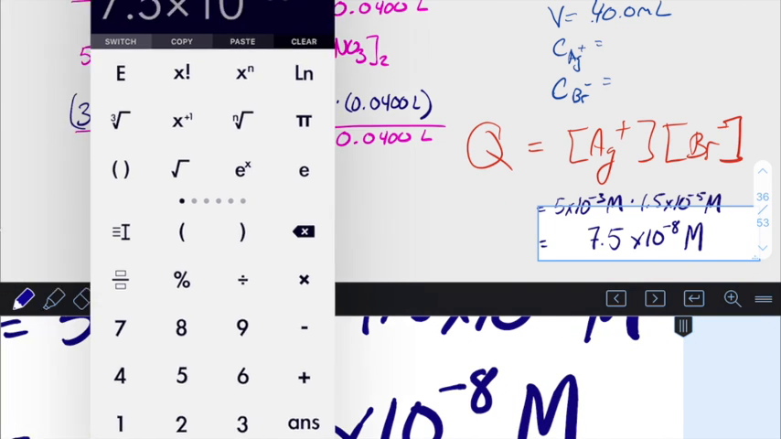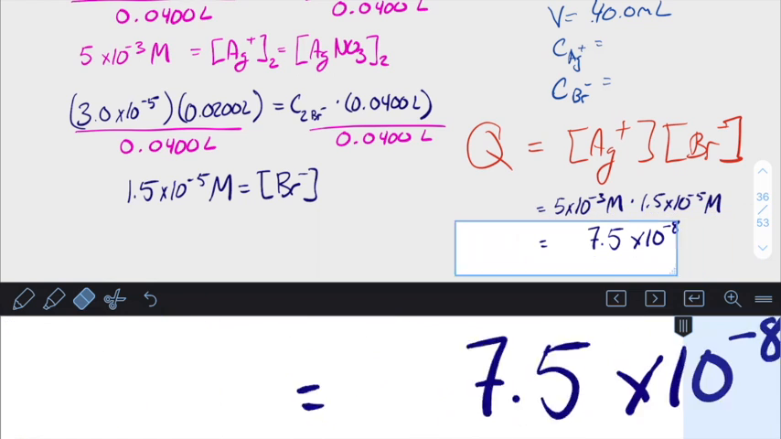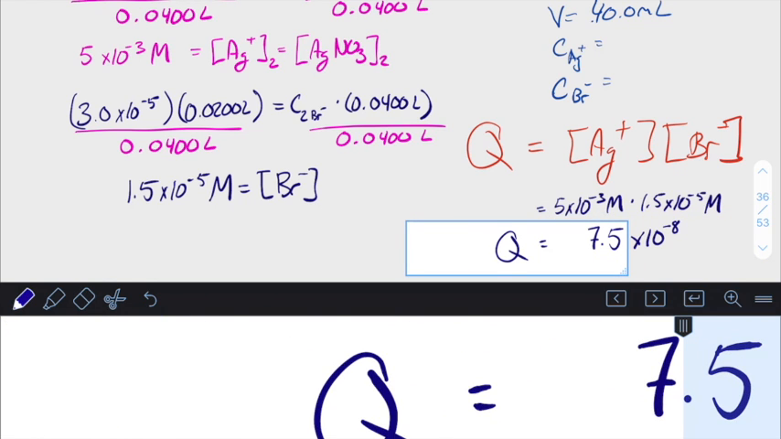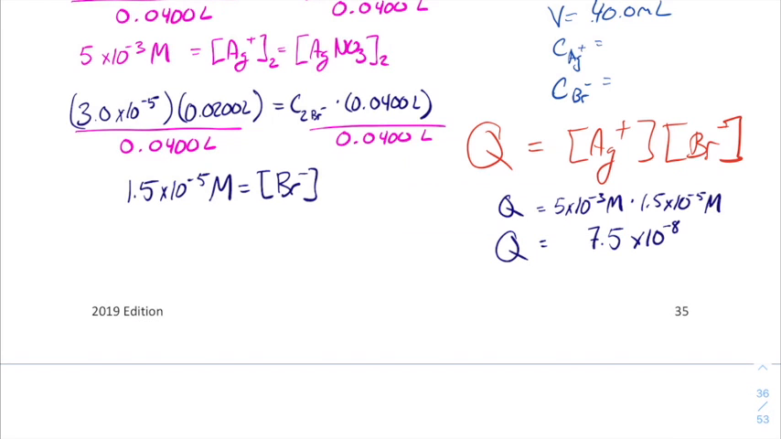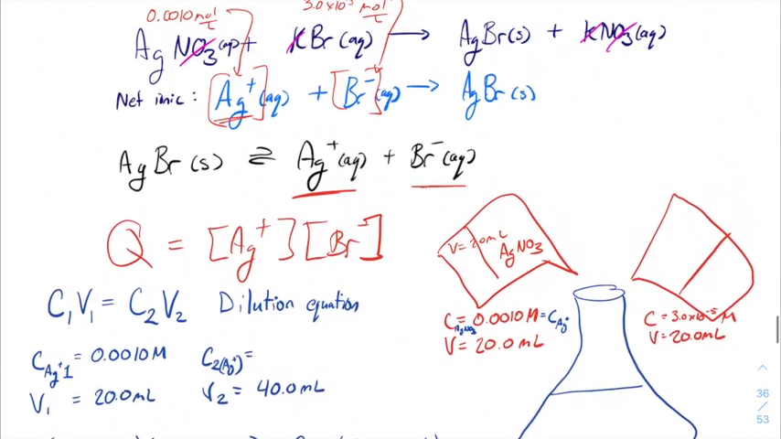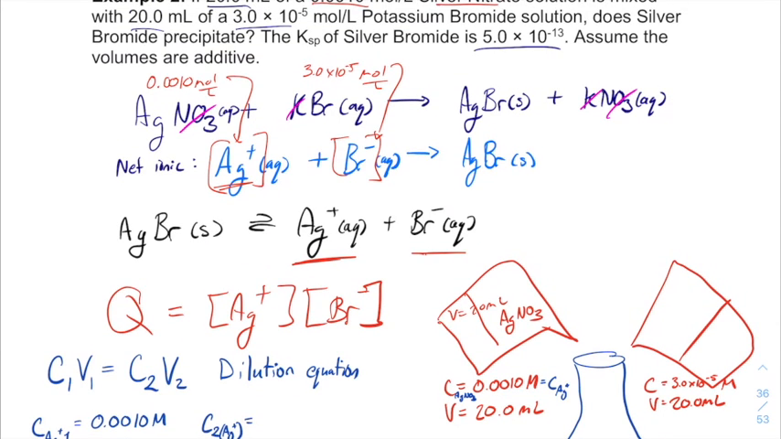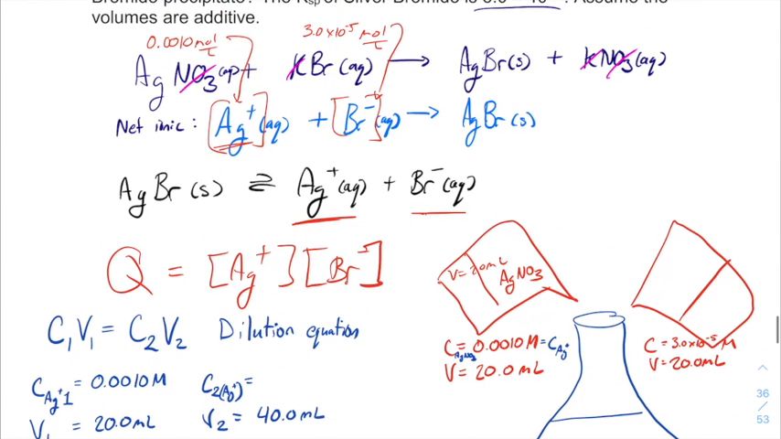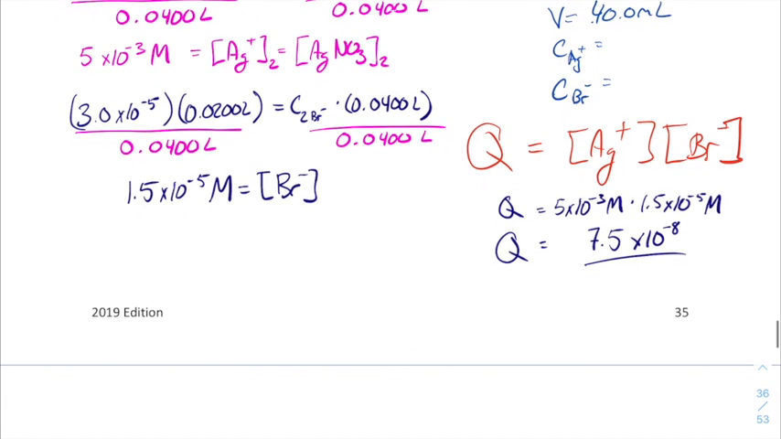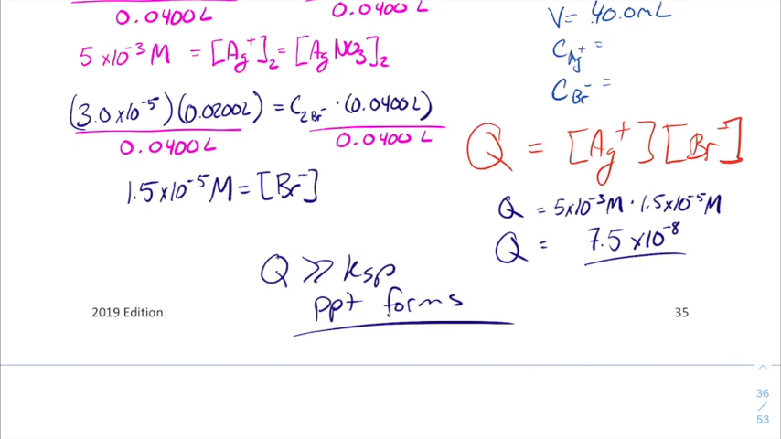Oh, this is not M. This is now just KSP. This is now Q. Okay, so now this is where we go and we look and find that KSP value. We see the KSP value here is much smaller than the silver bromide concentration we just calculated. So here we have Q is much larger than KSP, like 5 orders of magnitude. So precipitate forms. This is the kind of reaction where we would see a rapid formation of precipitate.